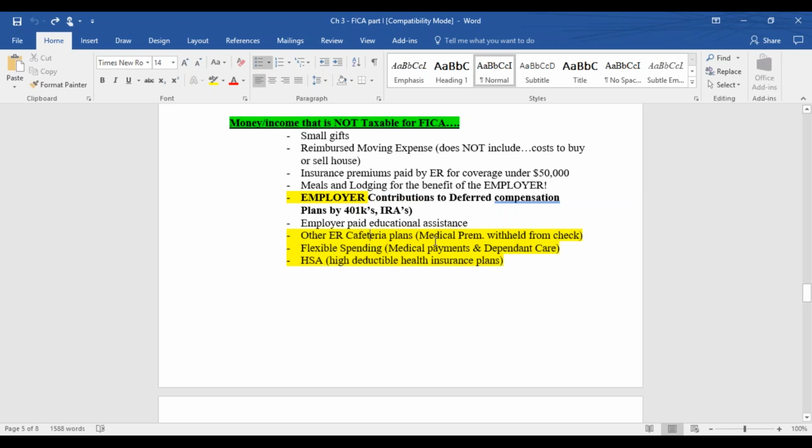If you have medical premiums deducted from your pay, those medical premiums will not be taxed for Social Security. Same if you put money away into a flexible spending account or HSA account. These are to help pay for medical expenses. And dependent care: if you put money aside for dependent care expenses, that money is not taxed for FICA, which is a big help.